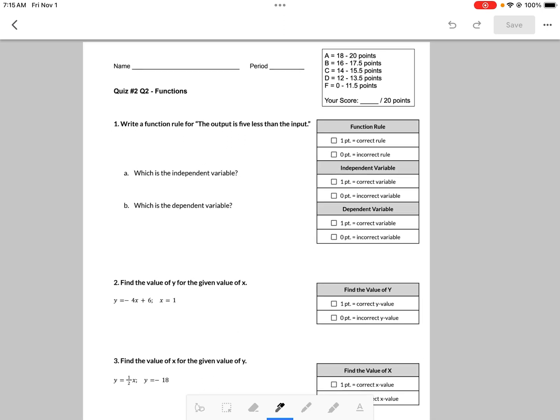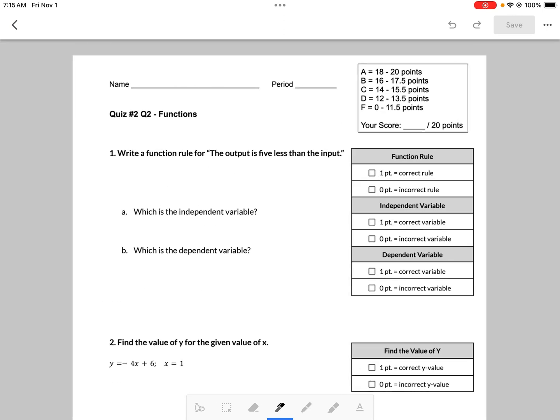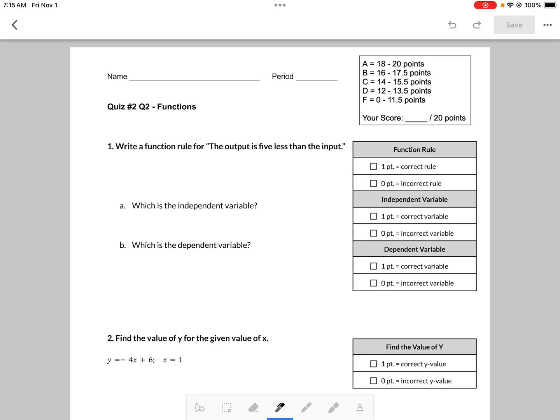Hi friends, today we're going to talk about our quiz from Friday over functions. I'm going to start with number one. Number one says write a function rule for the output is 5 less than the input.